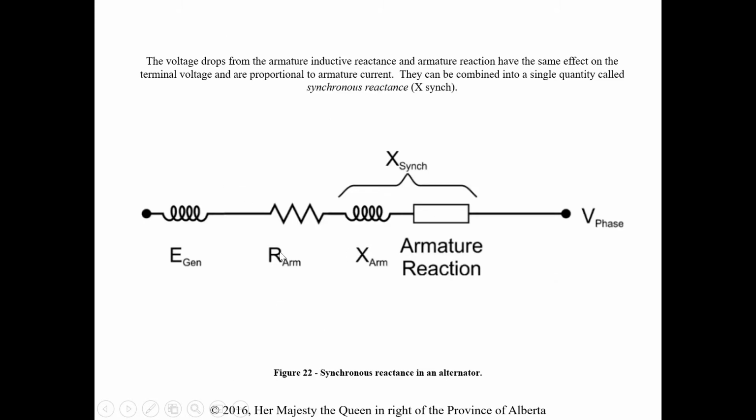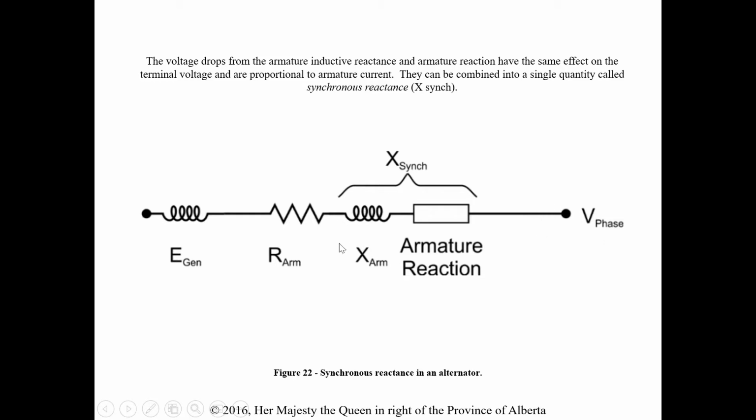So they talk about the E-gen, the resistive portion. They did say the X arm, and then the armature reaction. What they're saying is these have the same effect on the terminal voltage, and they're proportional to armature current, both of them. So what we're going to do is just combine the X arm and the armature reaction into something called synchronous reactance, and just use the term X sync for it. So we have our generated voltage, then a volt drop across the resistive portion, a volt drop across the reactive portion, and then our terminal voltage, or our phase voltage again, is going to be affected by that.